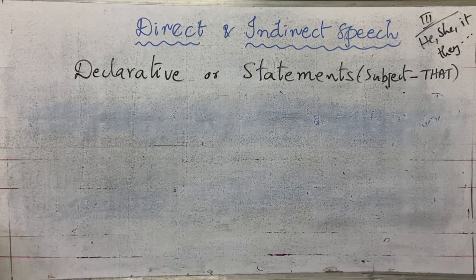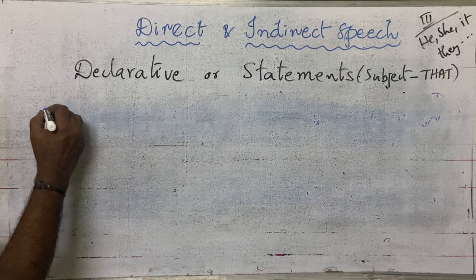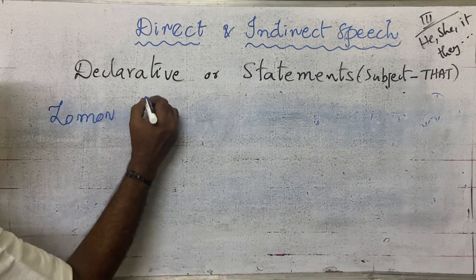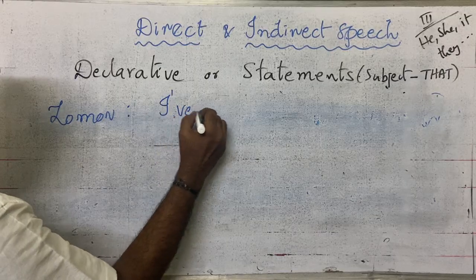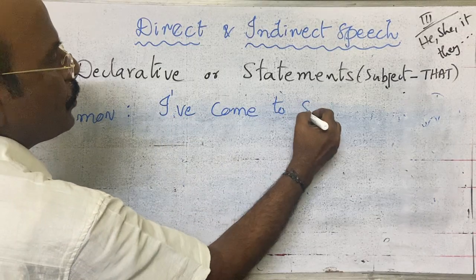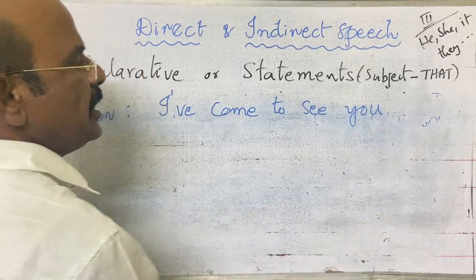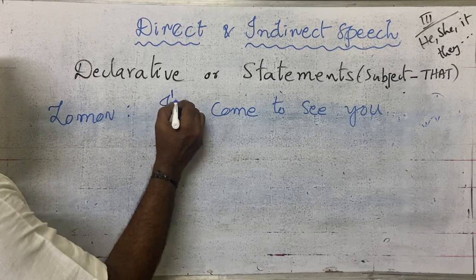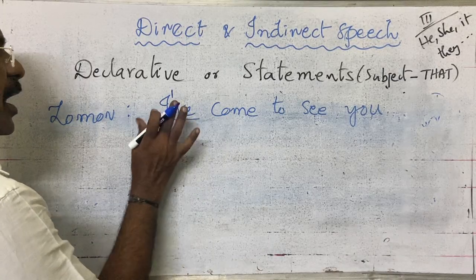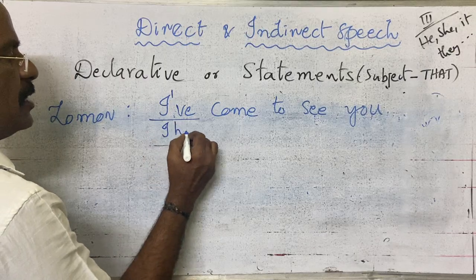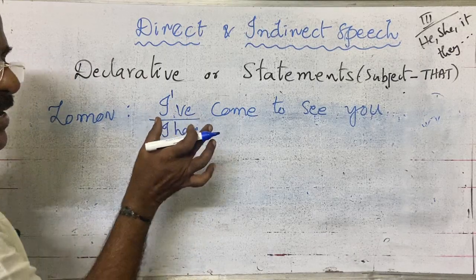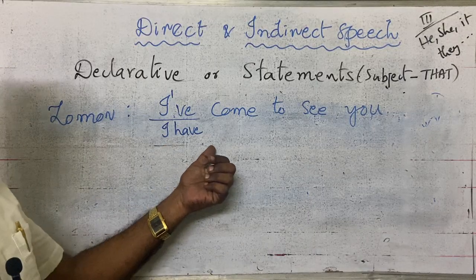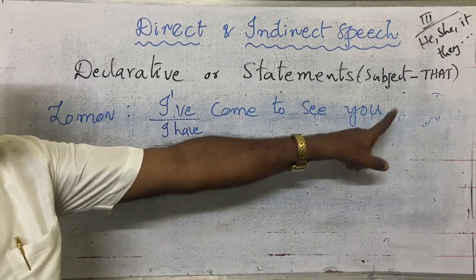Lomo, I have come to see you. It is given in the model paper like this. Actually, it is called I've, but you only have to pronounce it as I. The real form is I have. I've is the contracted form, the short form of I have. I have come to see you.